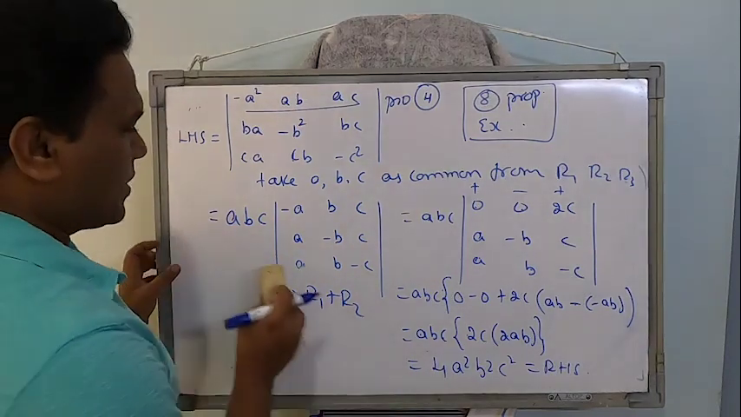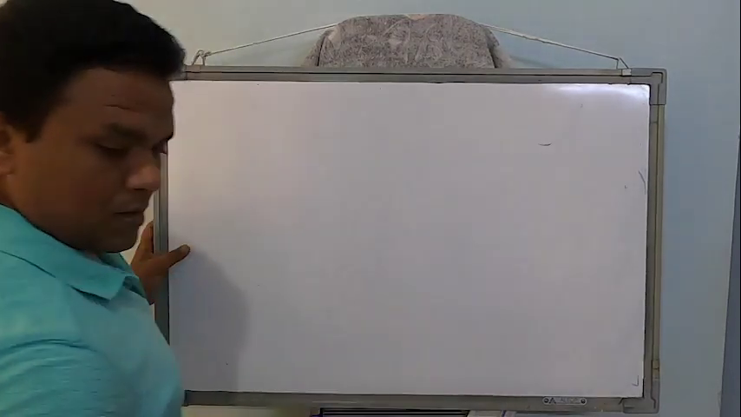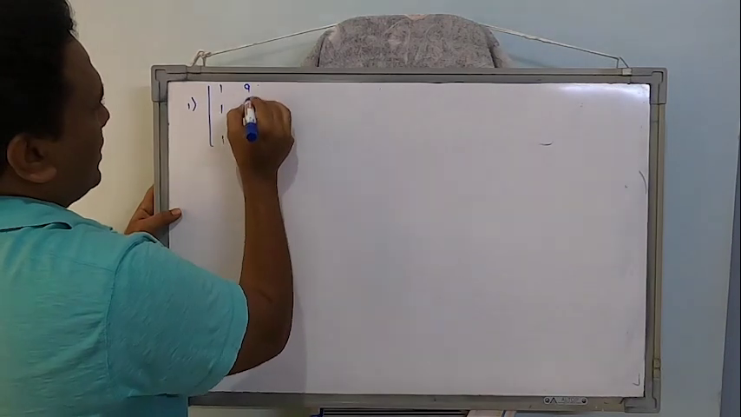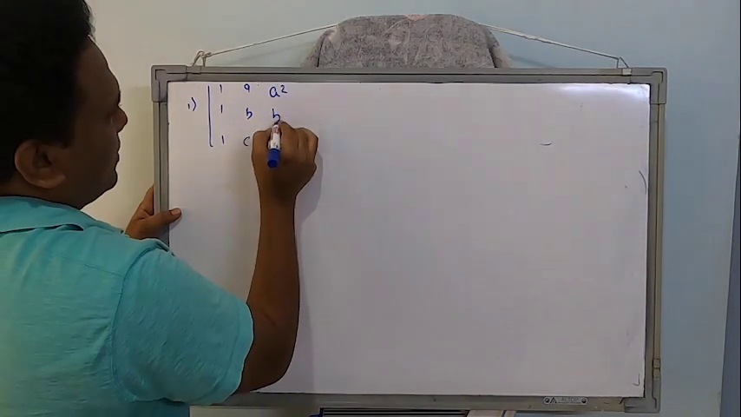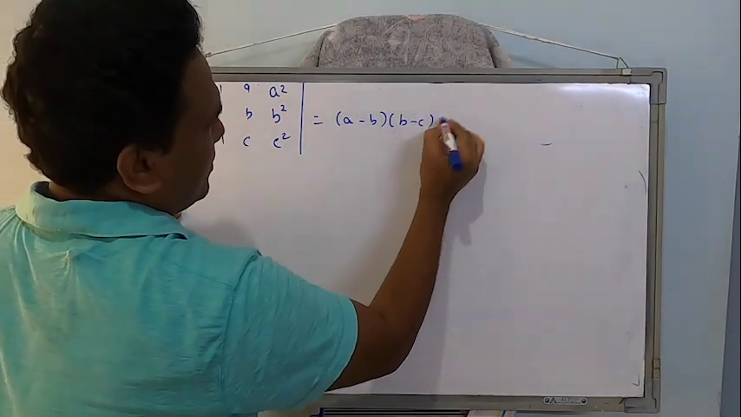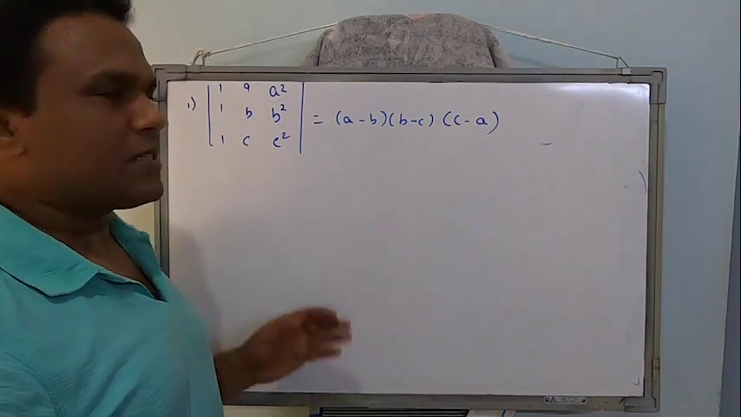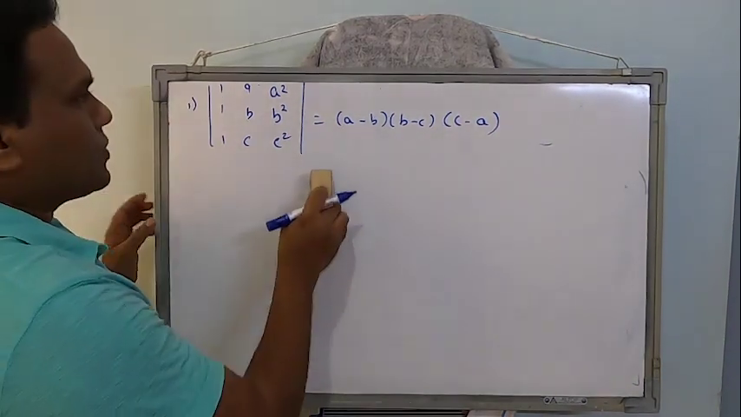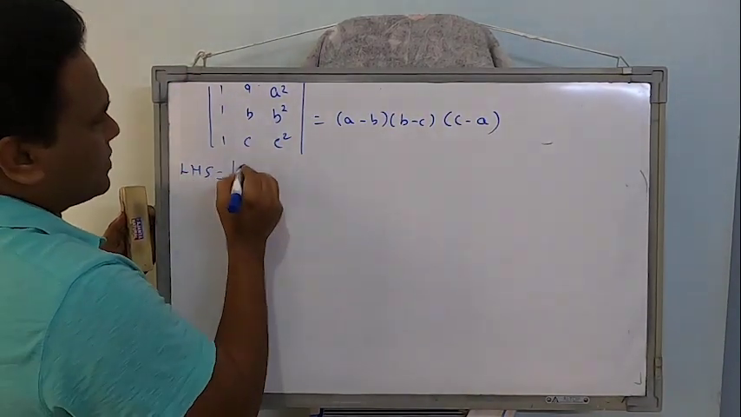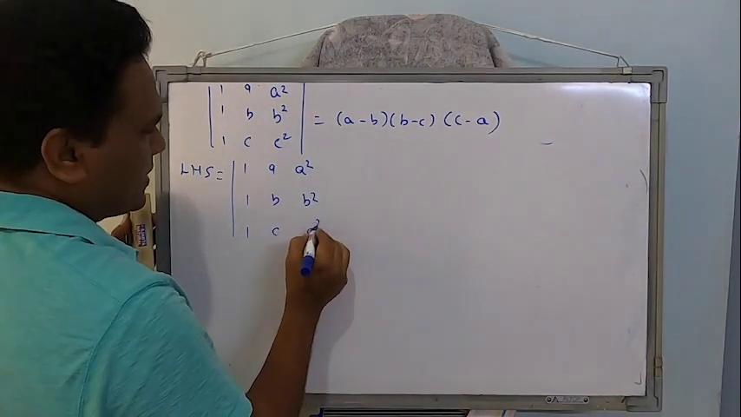Among that, the first problem is determinant 1, 1, 1, a, b, c, a square, b square, c square is equal to a minus b multiplied by b minus c multiplied by c minus a. So all these are "show that" problems. Let us start with the left side and try to get the right side. So I will start with the LHS of the problem: 1, 1, 1, a, b, c, a square, b square, c square.